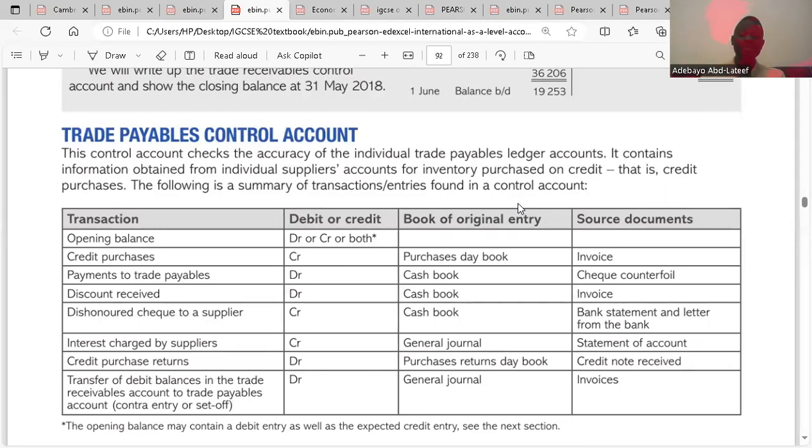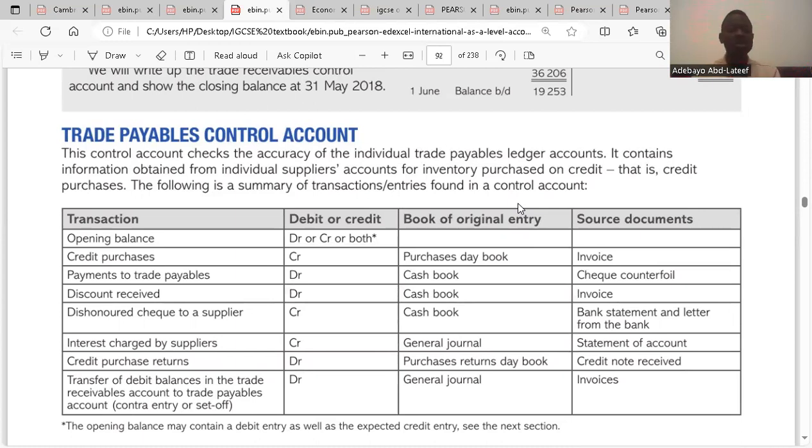As return outward is on the debit side of our trade payables control account, return inward is on the credit side of the trade receivables control account. We're going to have payments to suppliers on the debit side. We're going to have discounts received on the debit side. On the credit side of our trade payables control account, we're going to have our balance brought forward from the last month. We're going to have our credit purchases. We're going to have refund from suppliers. We're going to have interest charged by suppliers on the credit side of our control account.